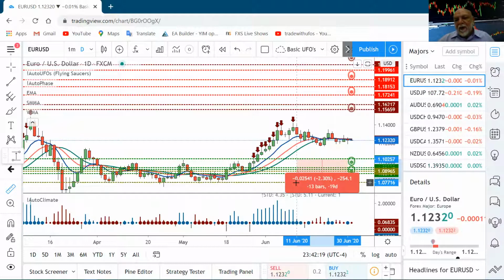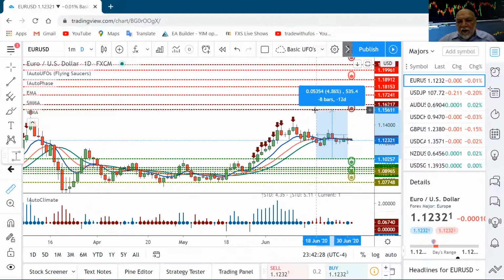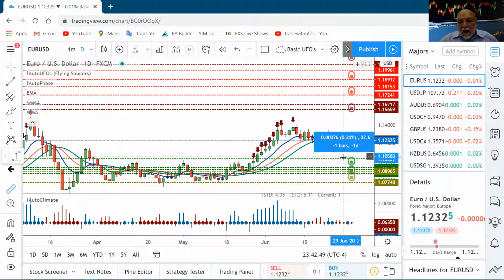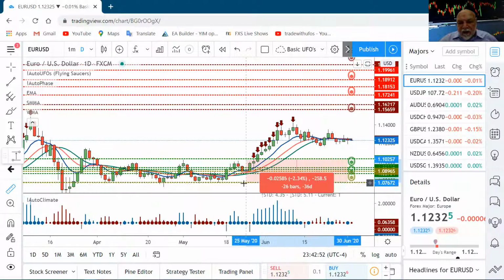A 254 pip stop, with the potential of going to 544. So that's about a 2-to-1 on that trade. That's on a daily chart. What we're saying here is we won't get stopped out until price comes down below the lows of this area here. And we're on the Euro USD.